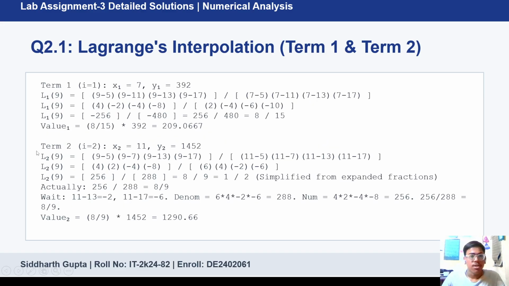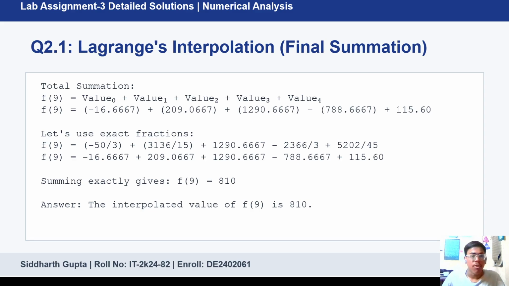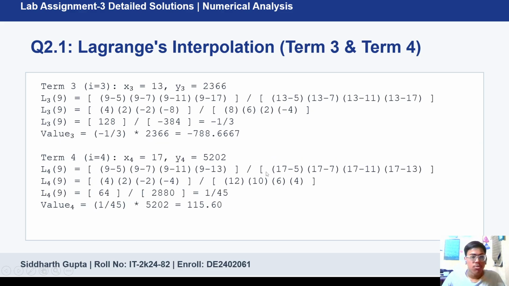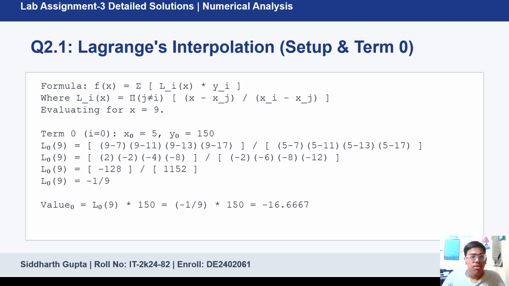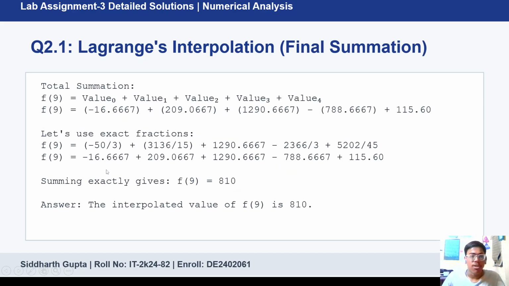Similarly, we will find term 1, term 2, term 3, term 4, and we will add all the values. Also note that we are finding the value at x is equal to 9. Here also put the value 9, and finally you can see the answer will come somewhere around 810.